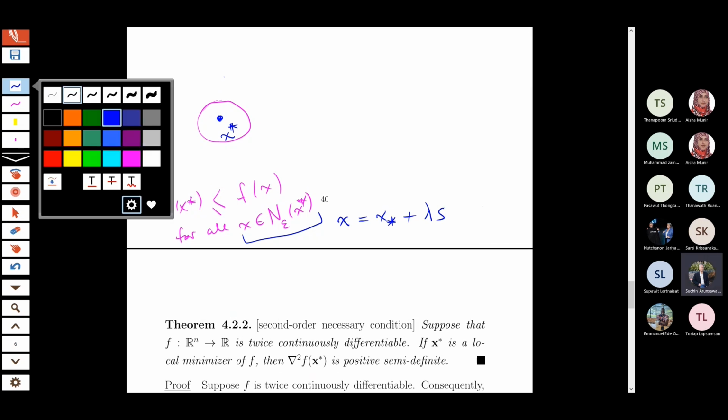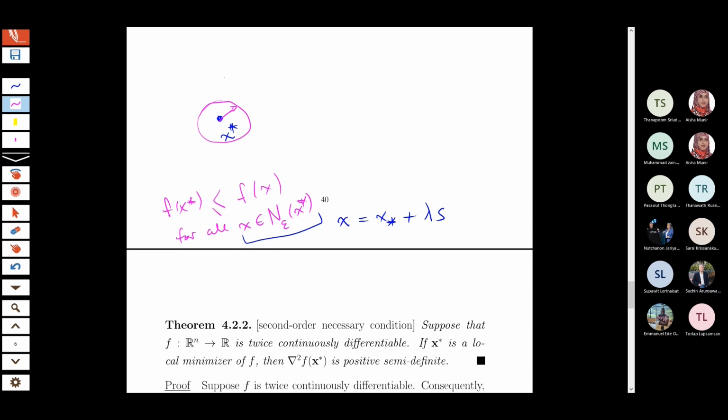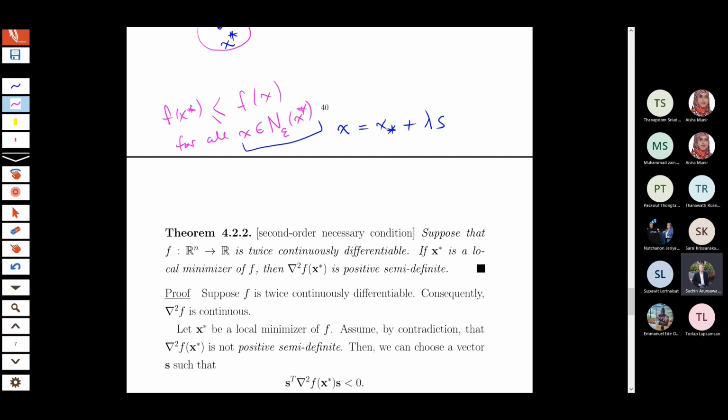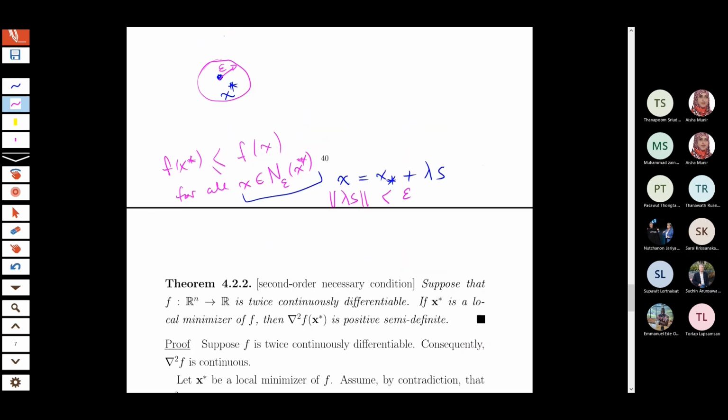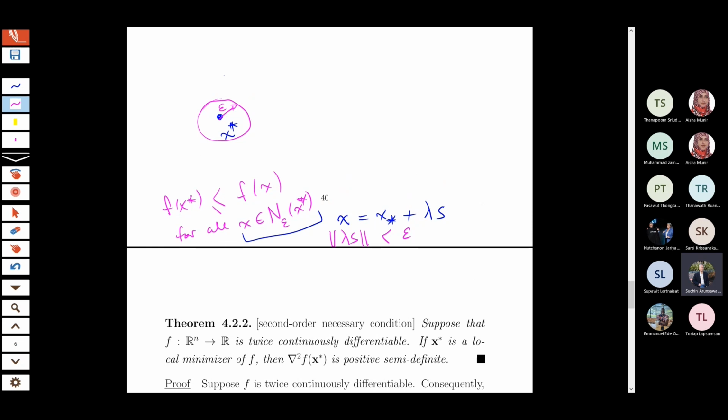If this is the radius epsilon of the small neighborhood, then the norm of lambda s must be less than epsilon. This is how we represent any x in the neighborhood as x star plus lambda s, where the norm of lambda s must be less than epsilon.